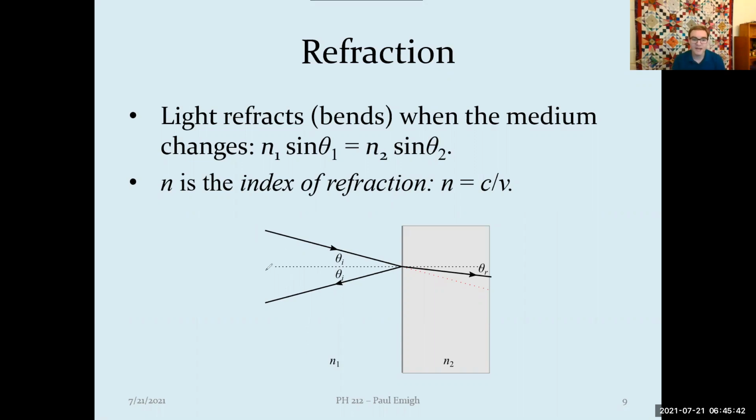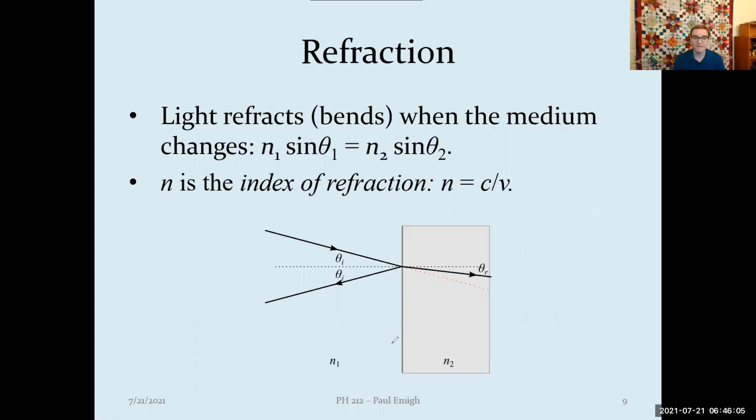One thing you'll notice is that I've drawn a dashed line, which is perpendicular, normal to the interface between the two substances. All of the angles that we are going to measure should always be measured from that normal line to the ray of light that is intersecting with the medium.